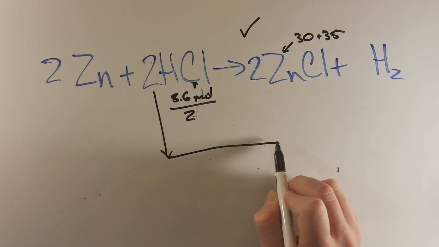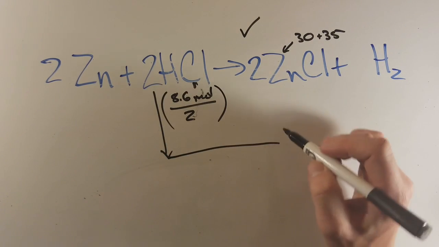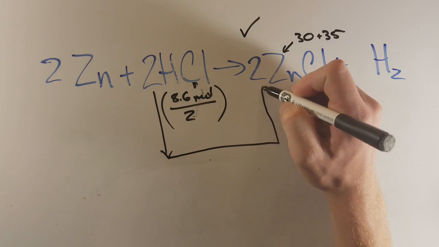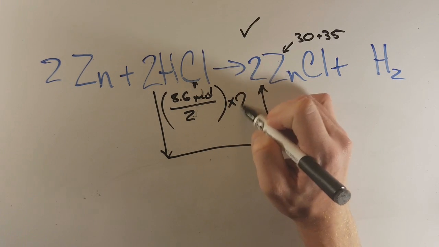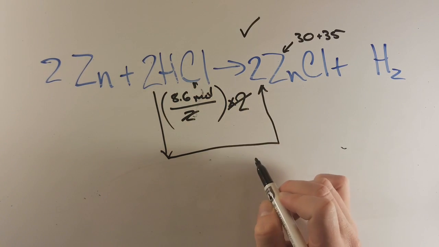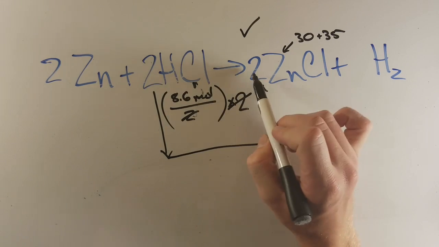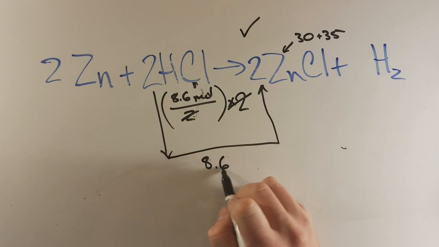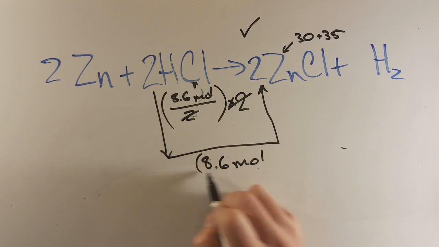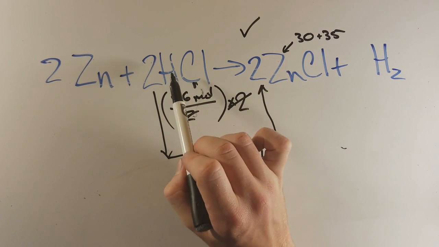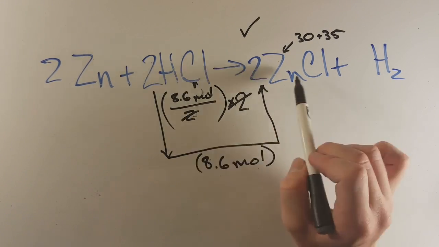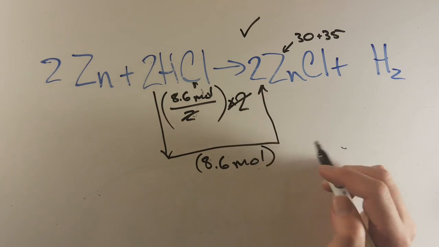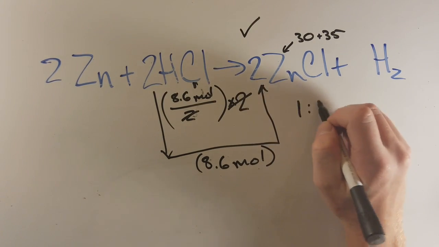We need to go across, or we're going to move to this one. So times 2. Hey, look, they cancel. That's so cool, because if these coefficients are the same, you're just going to get the same amount of moles of your product. So if you have 8.6 moles of this and the coefficients are the same, you'll have 8.6 moles of zinc chloride. It's called a 1-to-1 ratio.